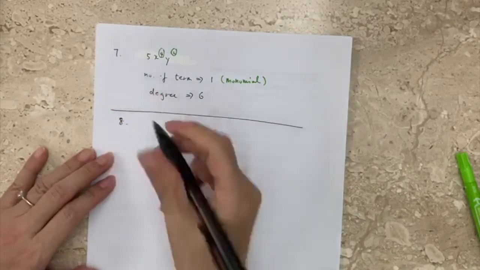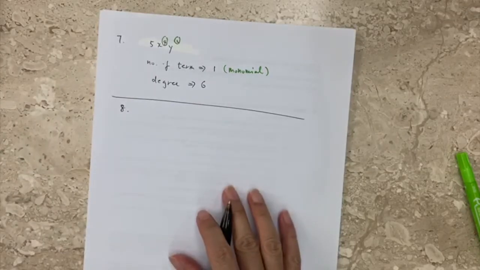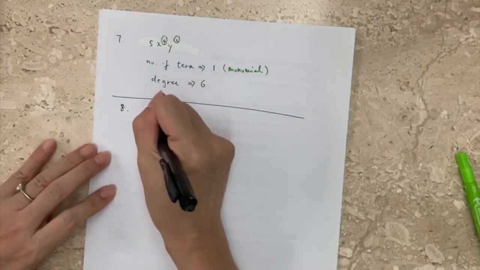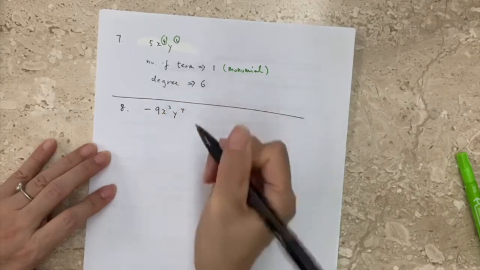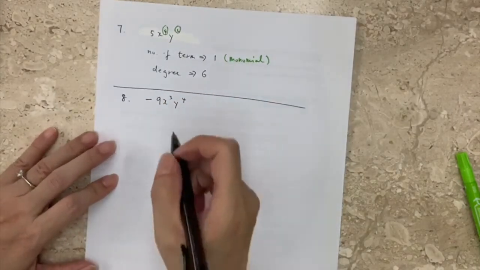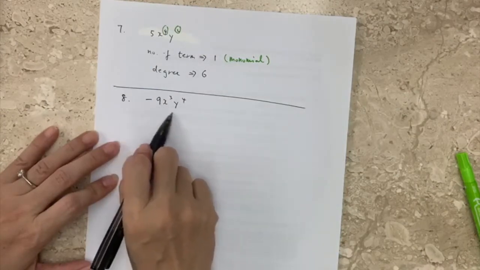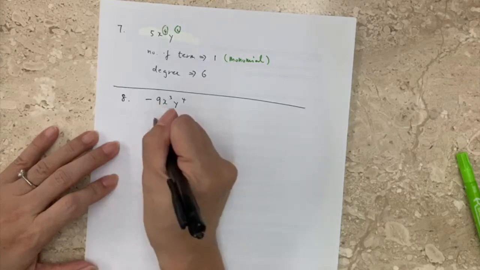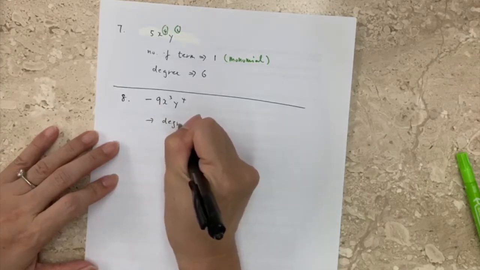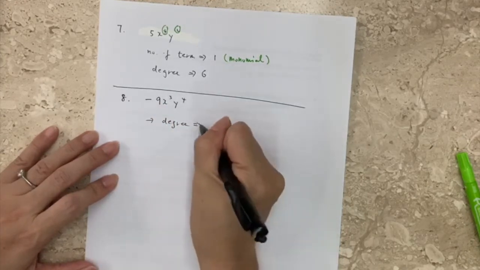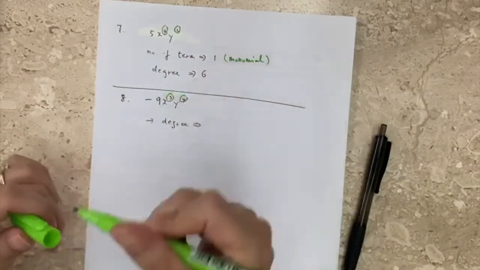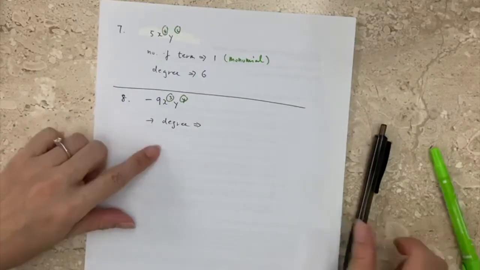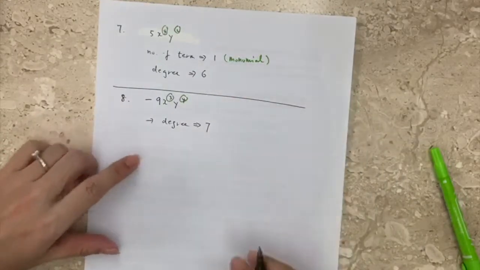Okay, and then number 8, I'll give you another example. How about this, minus 9x to the power 3, y to the power 4? What is the degree and number of terms? You can see the number of terms is also 1. This is also a monomial. And what do you think about the degree? The degree in this situation will be 3 plus 4, so degree 7.